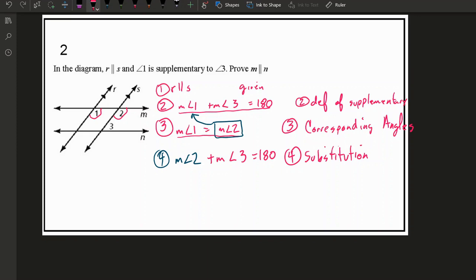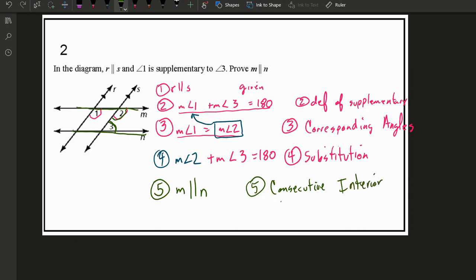So since angle 2 and 3 are supplementary, I'm looking at this right here. Here's M, here's N. Angle 2 and angle 3 are consecutive interior angles. So if consecutive interior angles are supplementary, then the lines must be parallel. So step 5 would be line M is parallel to line N because of the consecutive interior angles converse.